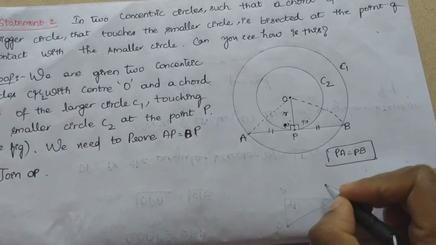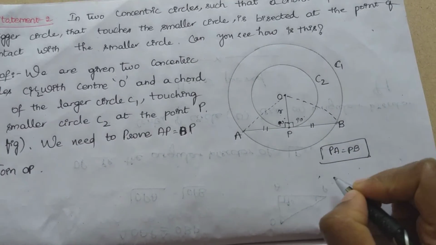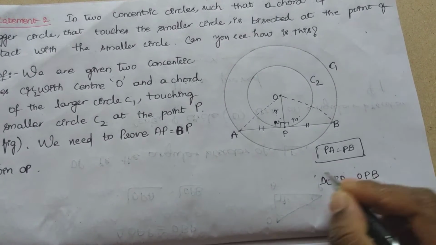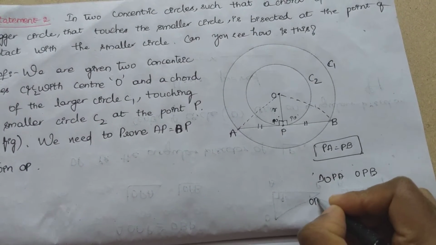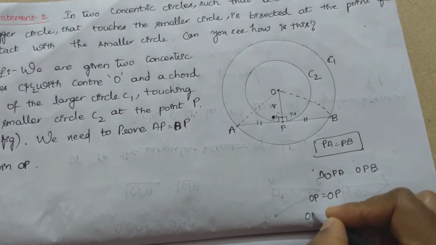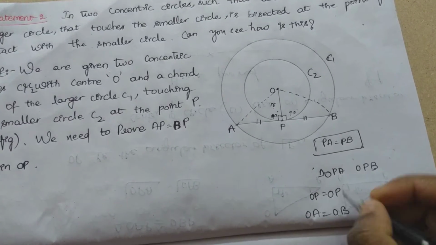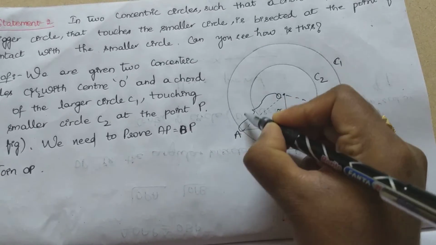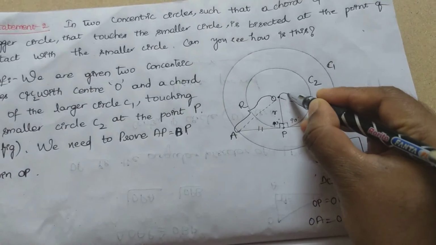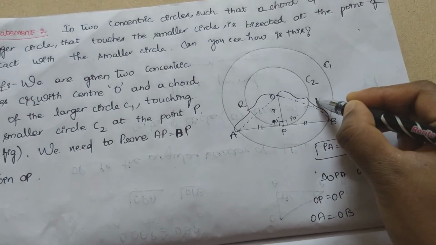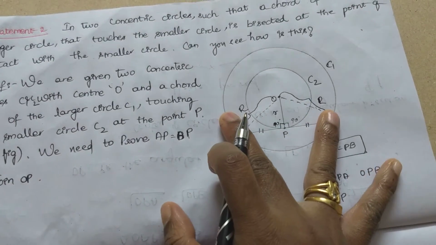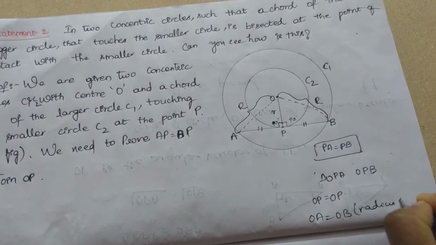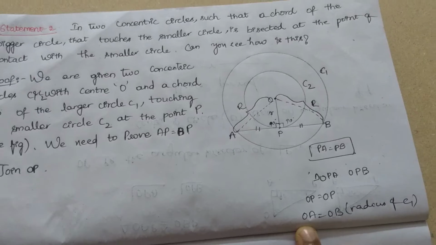and in both triangles OPA and OPB, OP equals OP. After that, OA equals OB. Why does OA equal OB? Because for this larger circle, OA is the radius of the larger circle and OB is the radius of the larger circle. So, OA and OB will be equal, since they are radii of C1, correct?